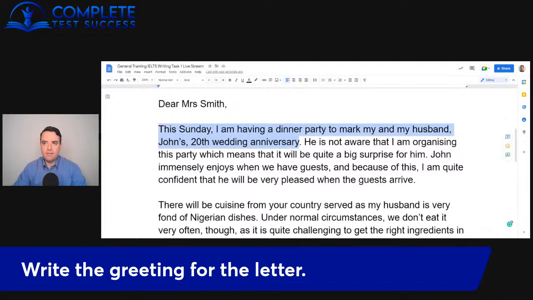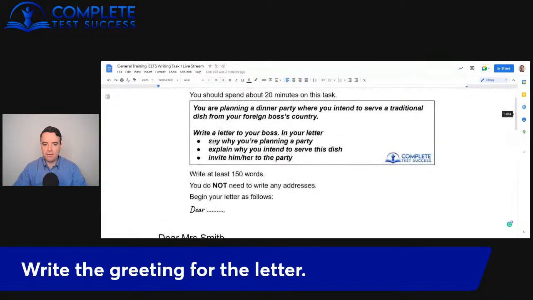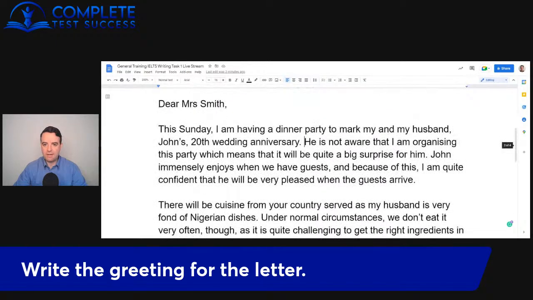And that's related to your task achievement score, to say why, because you've been asked why. But to improve your task achievement score, you need to develop that idea. And that's what's important. So we're going to have a full paragraph about the first prompt, say why you're planning a party. So let's stay on topic. Everything we should say is about why. Don't go off topic. He is not aware that I'm organizing this party, which means that it will be quite a big surprise for him.